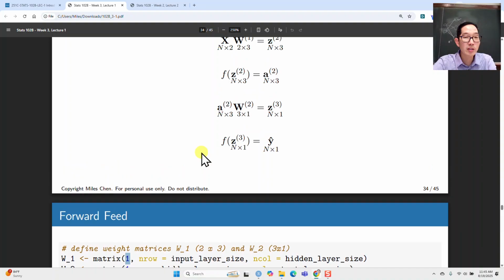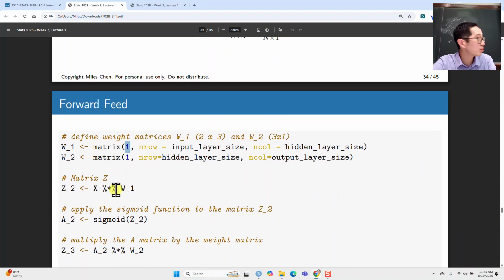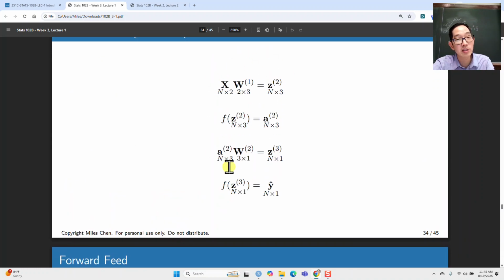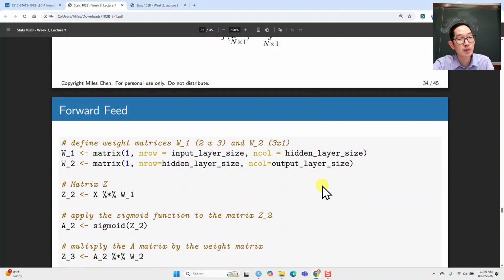And then if I want to do forward feed and do x times W1, I just do x matrix multiply by W1, that'll give me Z2. I'll apply the sigmoid function to Z2, that's going to give me matrix A2. Then I'll do A2 matrix multiply by W2, that'll give me Z3. Sigmoid applied to Z3, and that'll give me Y hat. And you can see that's just a direct translation of our forward feed stuff there.